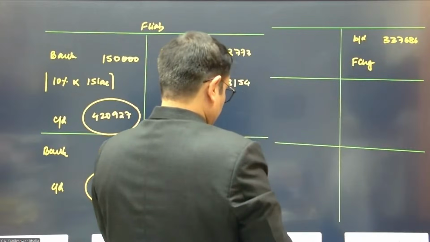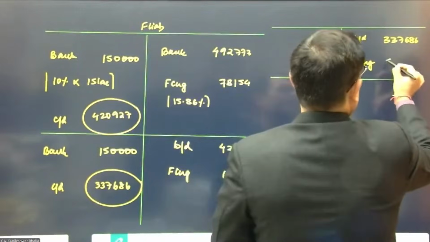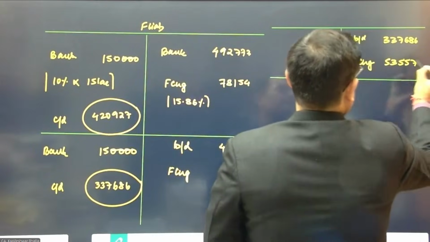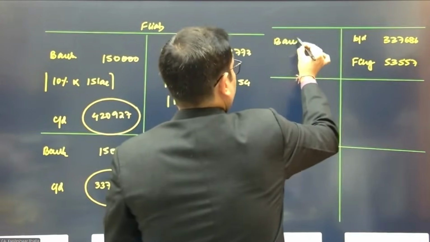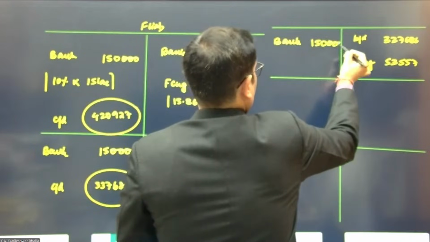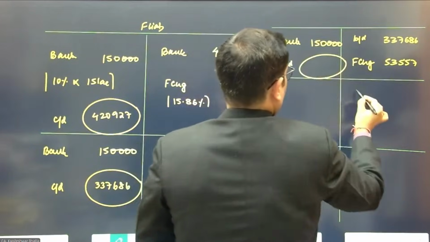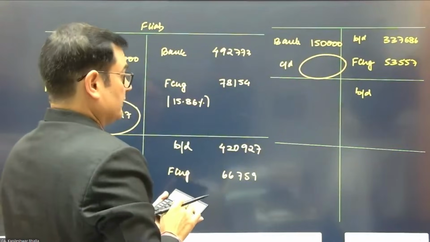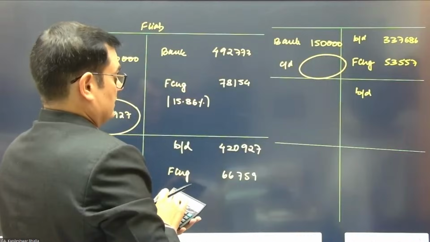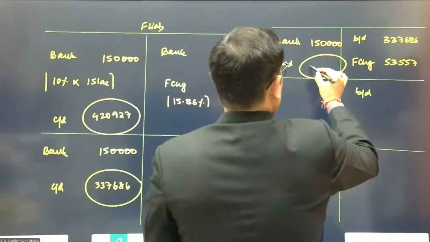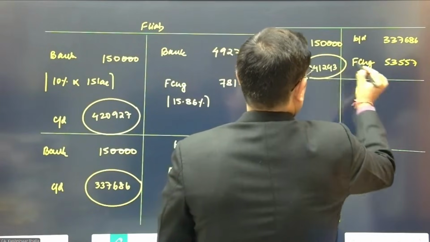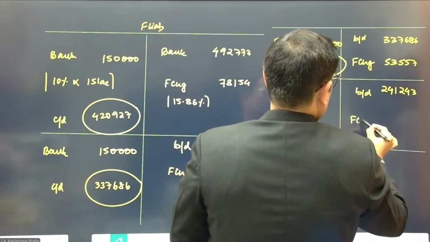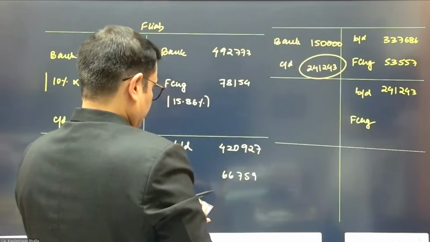Again, take the finance charge at 15.86%, which is 53,557. You again make the payment, that is 1,50,000. Get the balance CD, the balancing figure. This works out at 241,243.